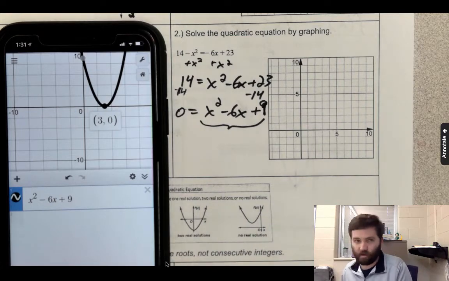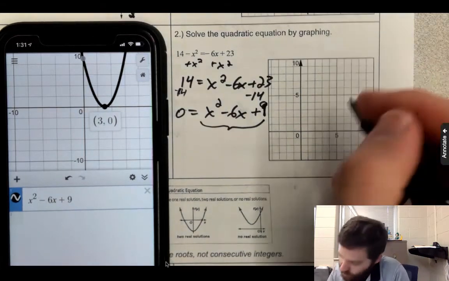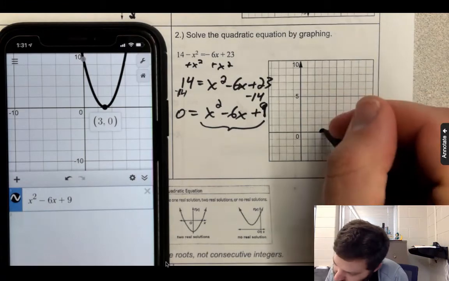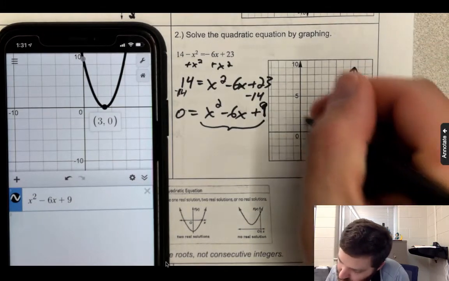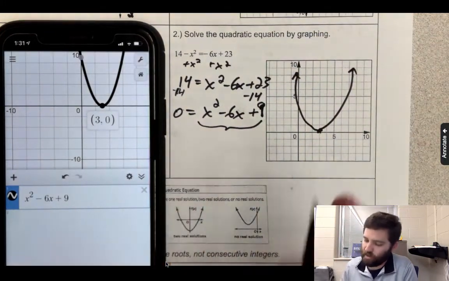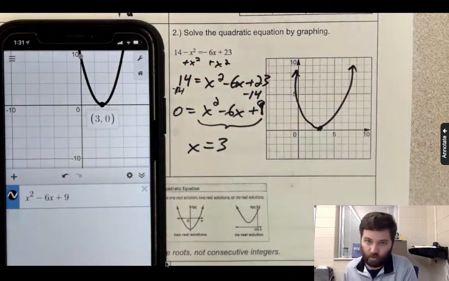I guess we should write down the answer here. So here's what the graph looks like. Dot at 3. I'm not super picky. We're just trying to use the graph to solve it. So x equals 3 is the only solution.